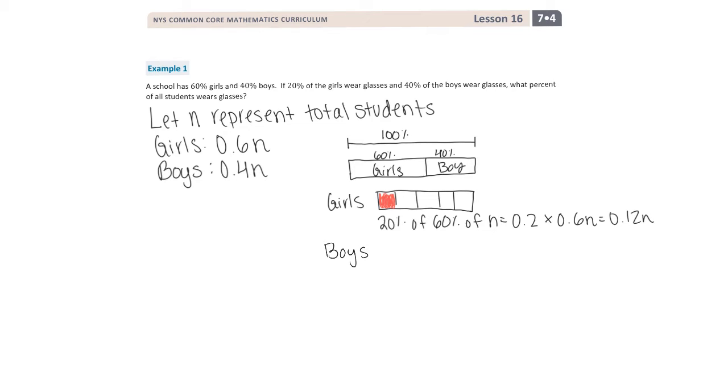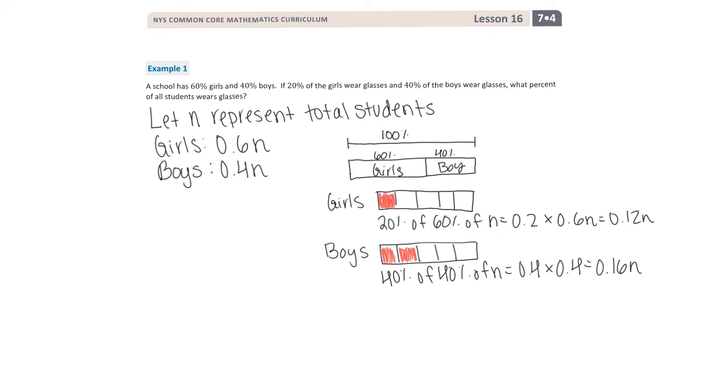Now we're going to do the same thing for the boys. Let's create a tape diagram for the boys. And then again, we know that 40% of boys wear glasses. So again, what we could do is make another 5 boxes, but this time we are going to color in 2 boxes to represent 40% since each box equals 20%. So now we know 40% of N is going to equal 0.4 times 0.4, which is going to give us 0.16 N.